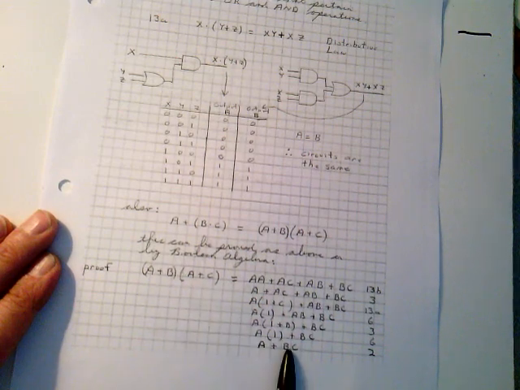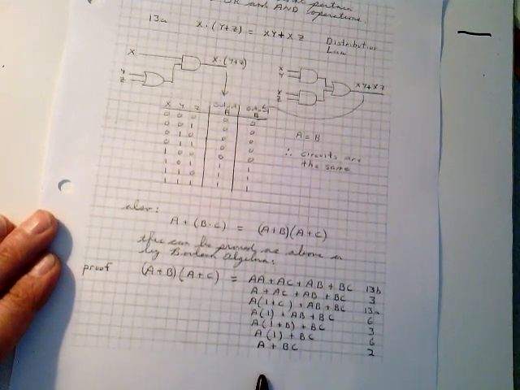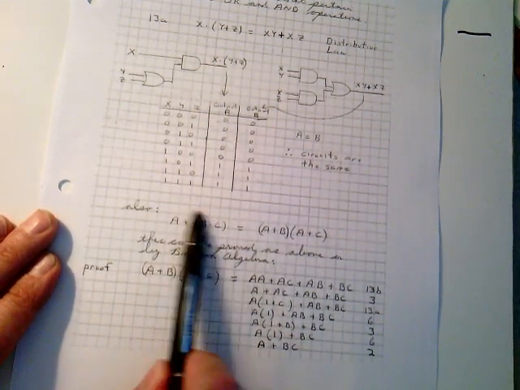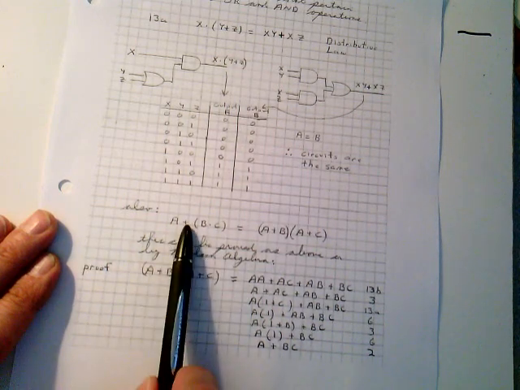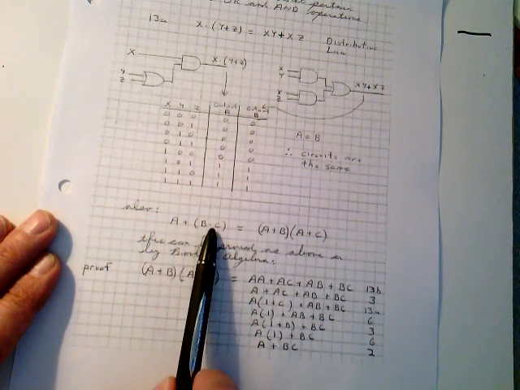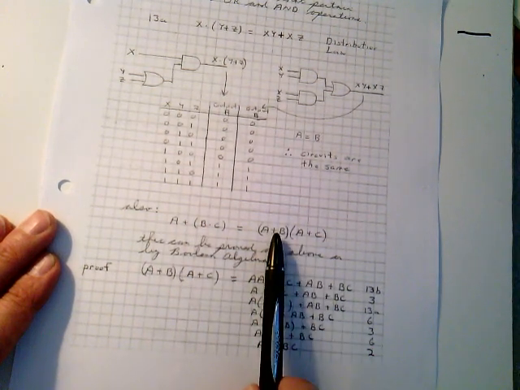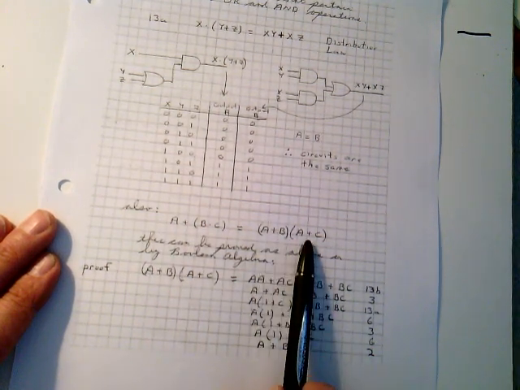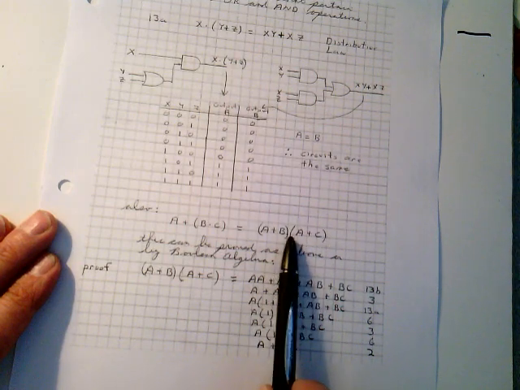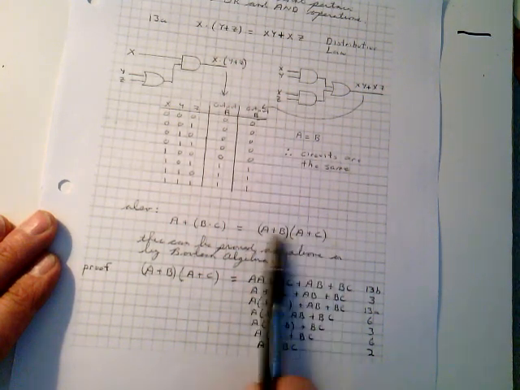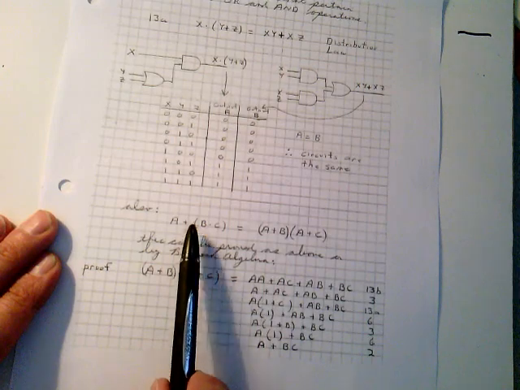Now, I didn't draw the circuit, but if you draw the circuits, let's see how many gates this circuit would take. Well, it would take an OR gate and a 2-input AND gate. That's 2 gates. Over here, you'd need a 2-input OR gate, a 2-input OR gate, and the output would be an AND gate. That would take 3 gates. So this would be a better solution.